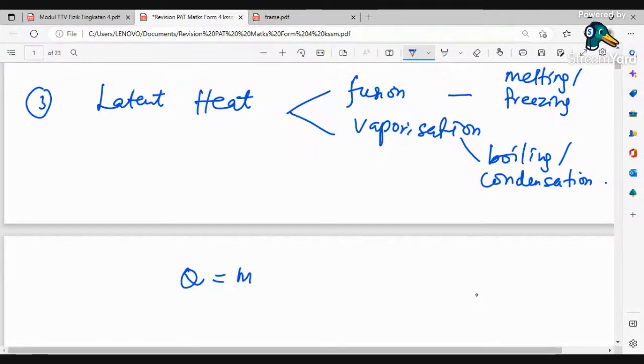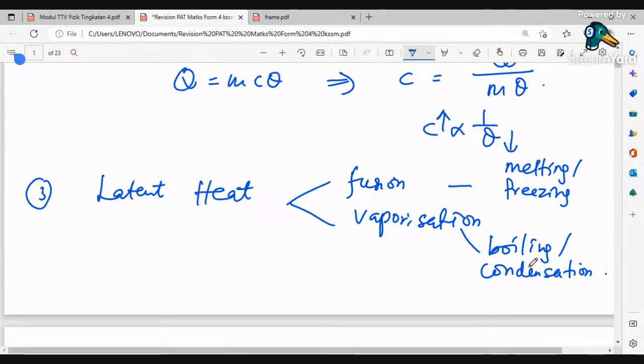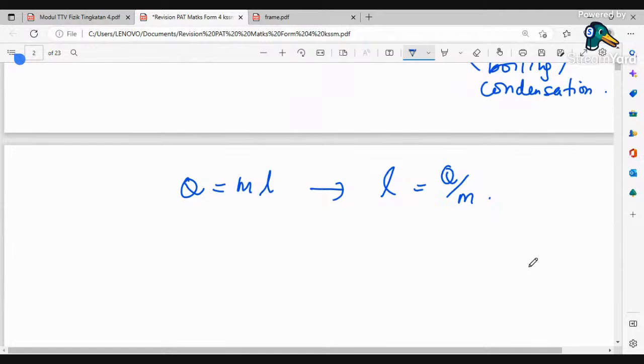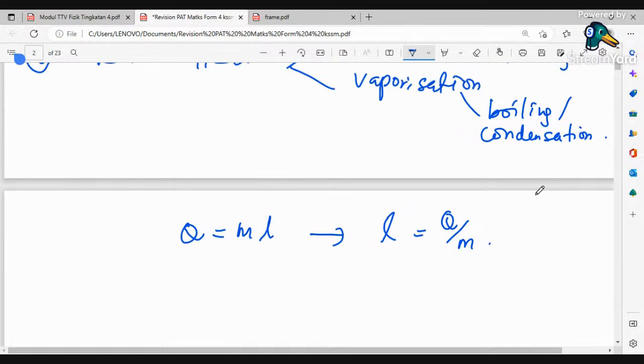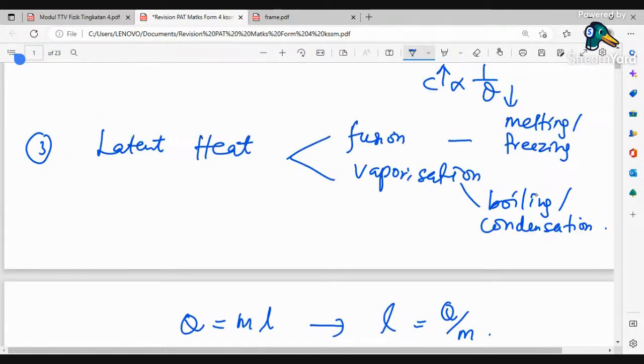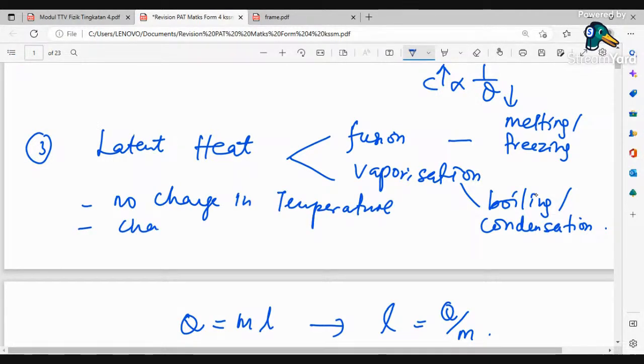Formula Q equals ml. So latent heat l equals Q divided by m. So untuk fusion, kita ada specific latent heat of fusion, specific latent heat of vaporization. So just differentiate between those two. For latent heat, no change in temperature. There is change in phase.